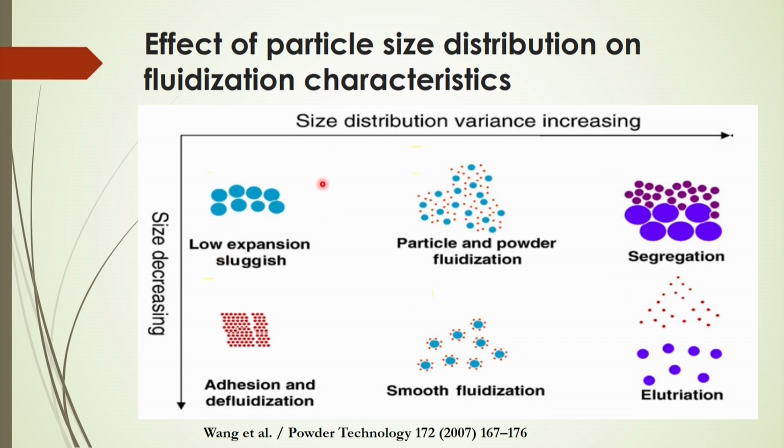If we see this diagram, the size distribution variance increases here and the size decreases here. What does it mean? There are two X scales. If I represent the fluidization characteristics, and we just consider this one, this is low expansion sluggish. What does it mean here? The size of the particles is very high, whereas the size distribution variance will be low. So, in this case the low expansion sluggish inside the bed will be there. That means sluggish will be more, whereas no expansion of the solid particles is possible inside the fluidized bed.